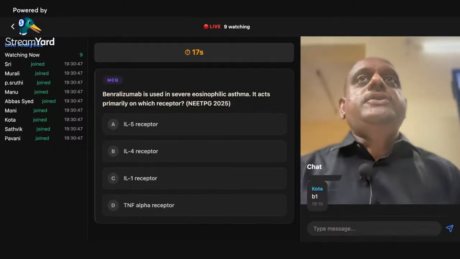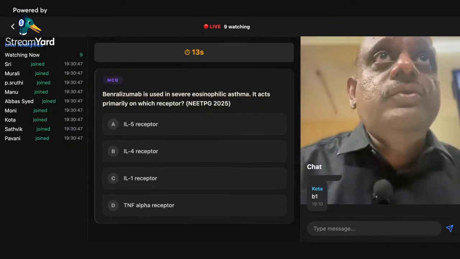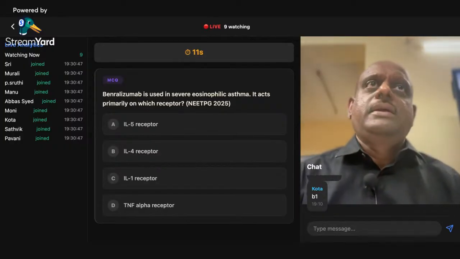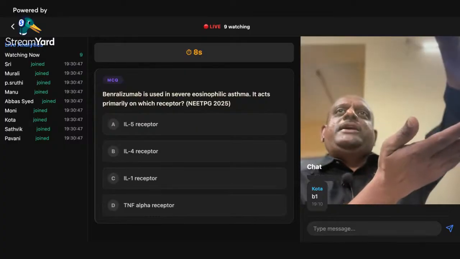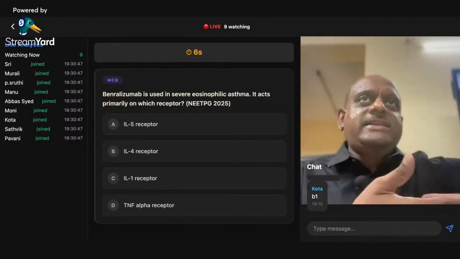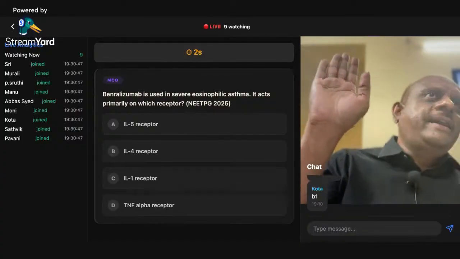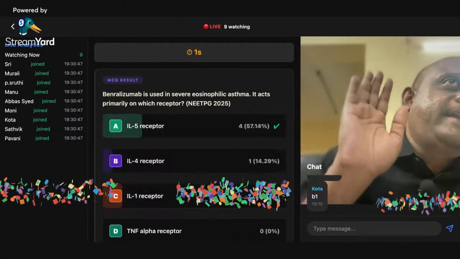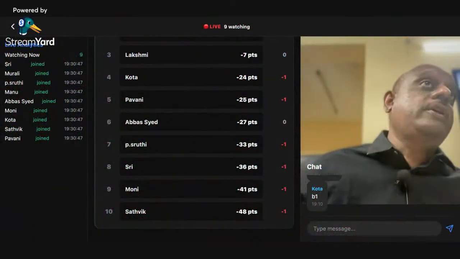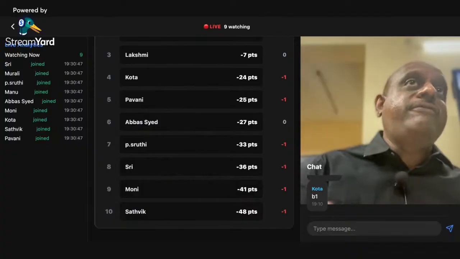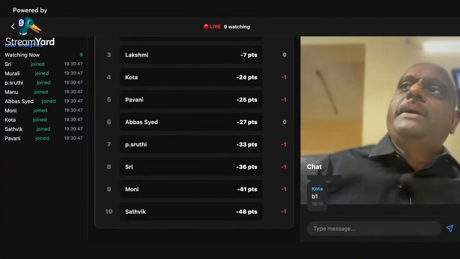Mepolizumab is used in severe eosinophilic asthma. What is the receptor on which it acts, doctor? There are 20 monoclonal antibodies listed. I'll send that list. It will be like a supermarket list, a 400-500 list you need to remember. Okay, I can see 4 of you correct. Interleukin 5 receptor antagonist is what you need to basically remember.